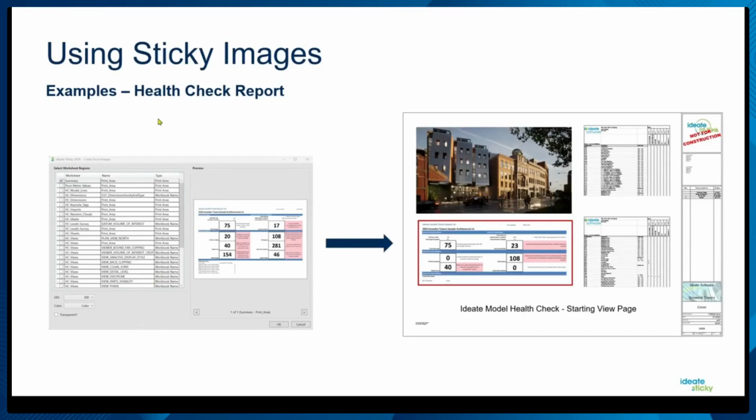And another example in Ideate Sticky is if you have some sort of health check reports created in Excel, you can also bring that into Revit here. So in this slide, I have a health check report created by using Ideate Automation. And here, this just showcases the metrics around my Revit model. Okay, and I've also brought in a render and 2 other sheets that I've created using Excel.